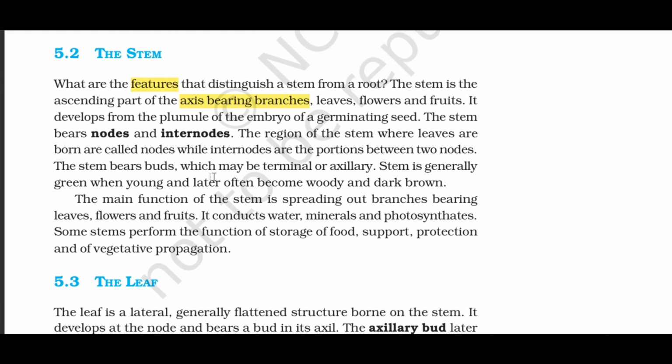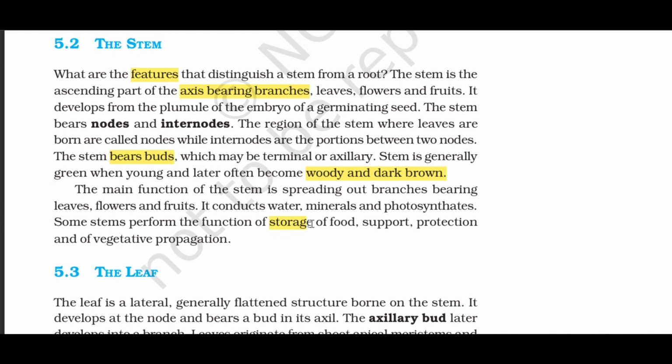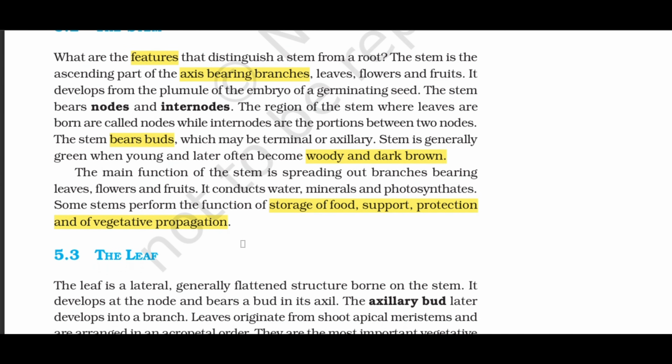The stem bears buds, which may be terminal or axillary. Stem is generally green when young and later often becomes woody and dark brown. The main function of the stem is spreading out branches bearing leaves, flowers and fruits. It conducts water, minerals and photosynthates. Some stems perform the function of storage of food, support, protection and of vegetative propagation.